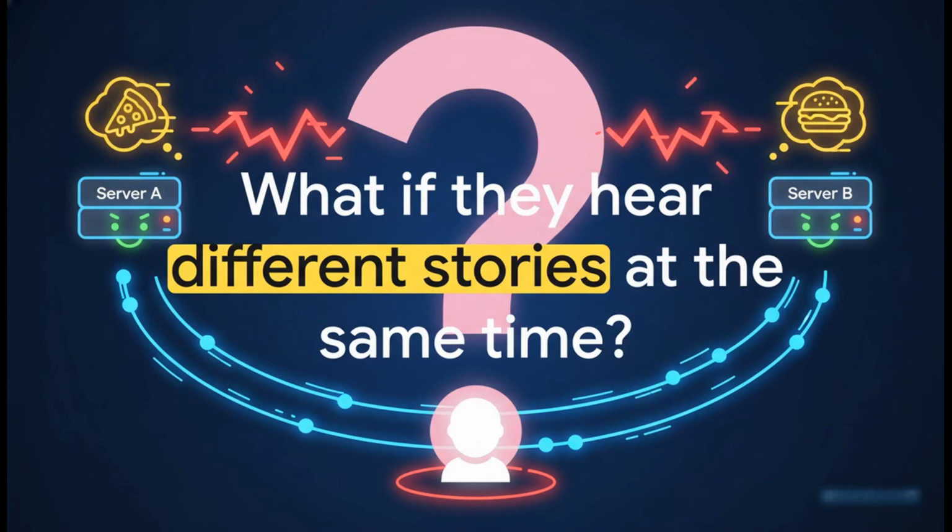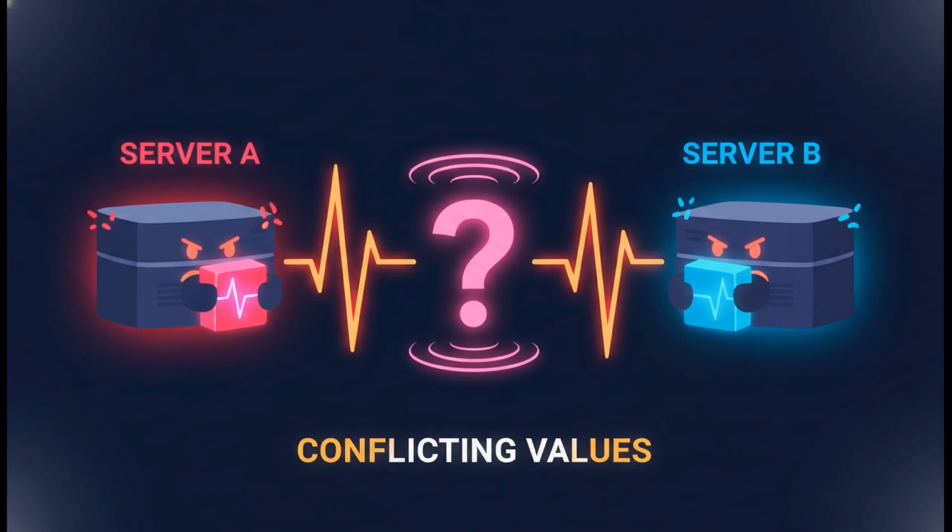But this is where it gets really, really dangerous. What happens when a user's action hits server A and then just a millisecond later, another action from that same user hits server B? Now, both servers have a totally different version of reality. So which one is the truth? And this right here perfectly captures the problem.